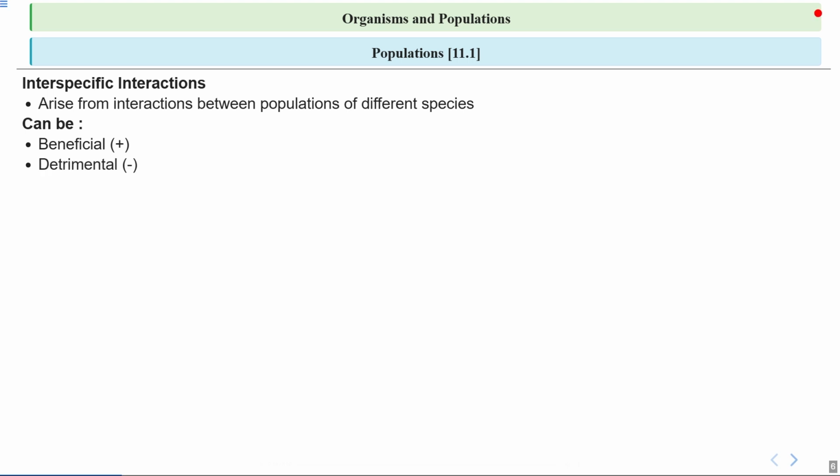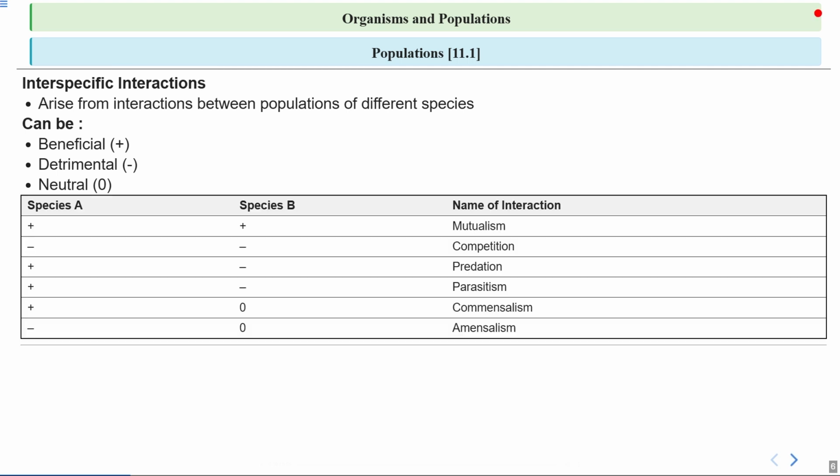Then you have the detrimental relationship, which is shown by a minus sign. Here, one or both species are harmed by the interaction. Then you have the neutral interaction represented by 0. In this case, one species is unaffected while the other may benefit or may be harmed as well.